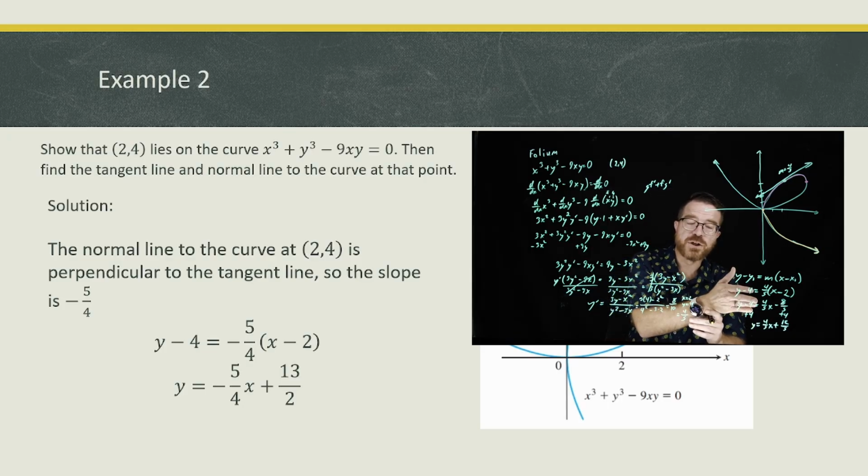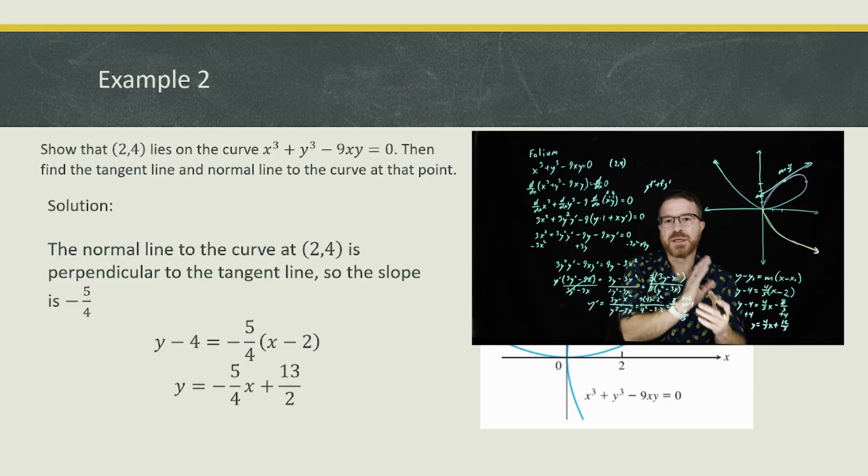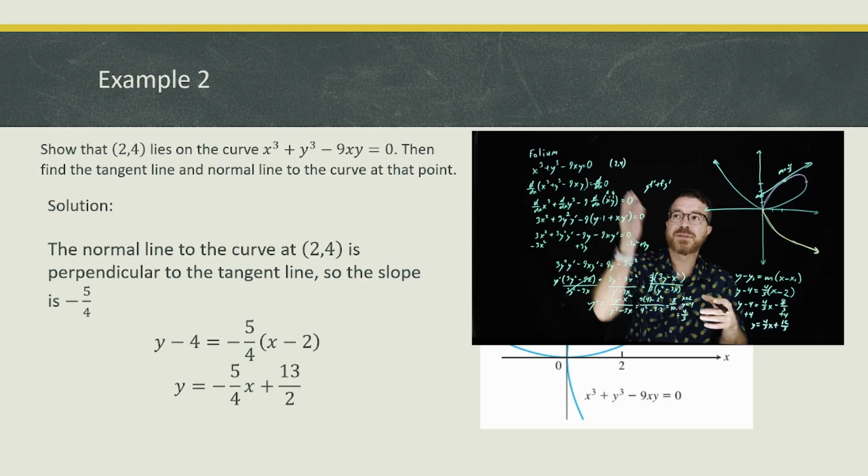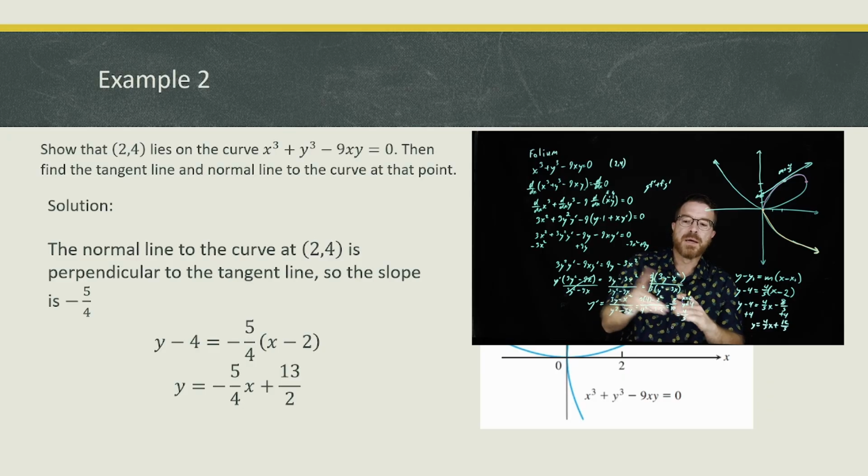We would plug it into our point-slope formula, but with our normal slope, which would be negative 5/4. So it'd be y minus 4 equals negative 5/4 times (x minus 2). Solve for that, and you would get y equals minus 5/4 x plus 13/2.